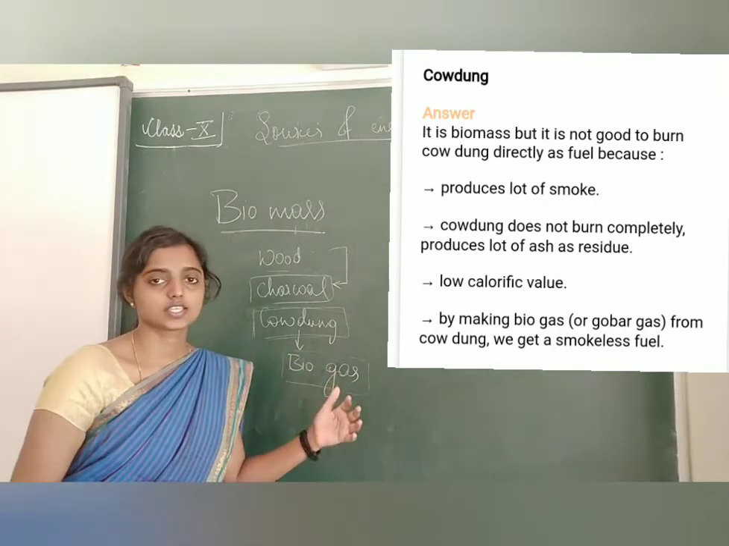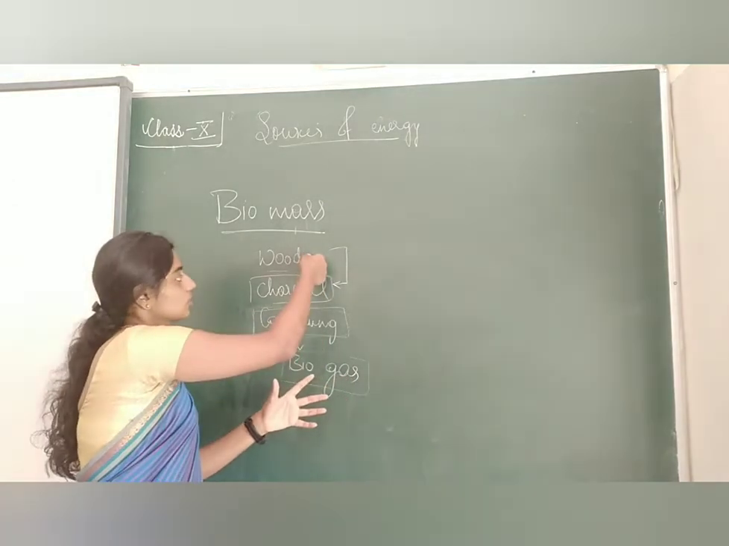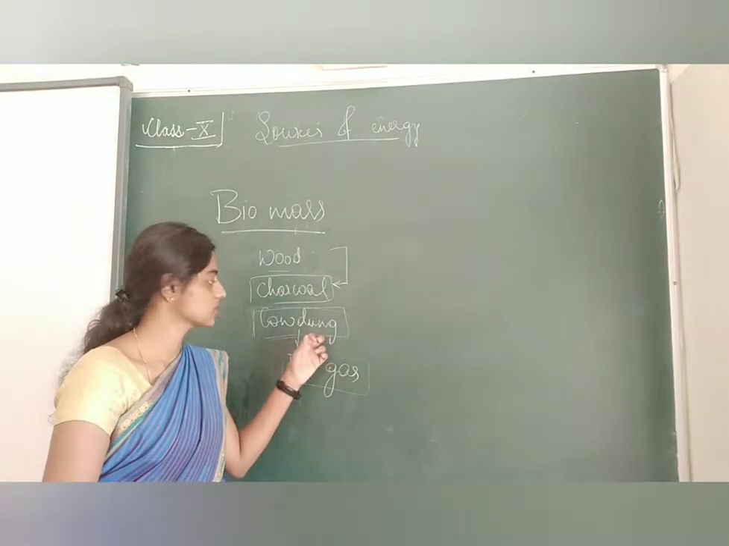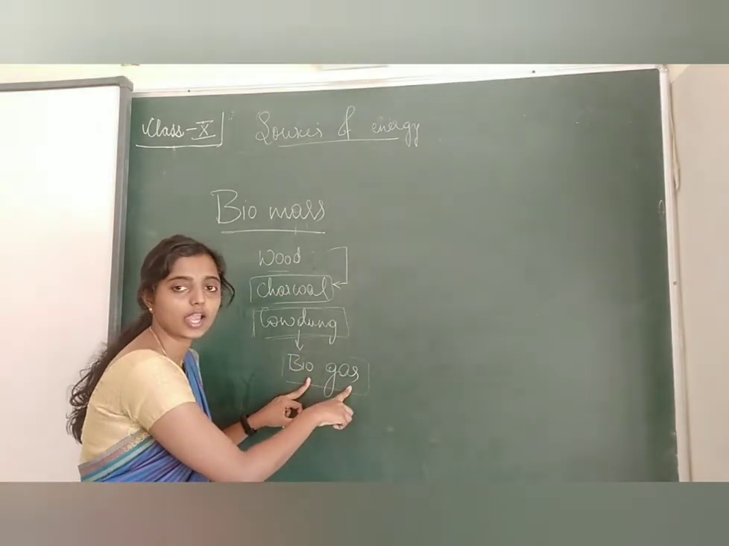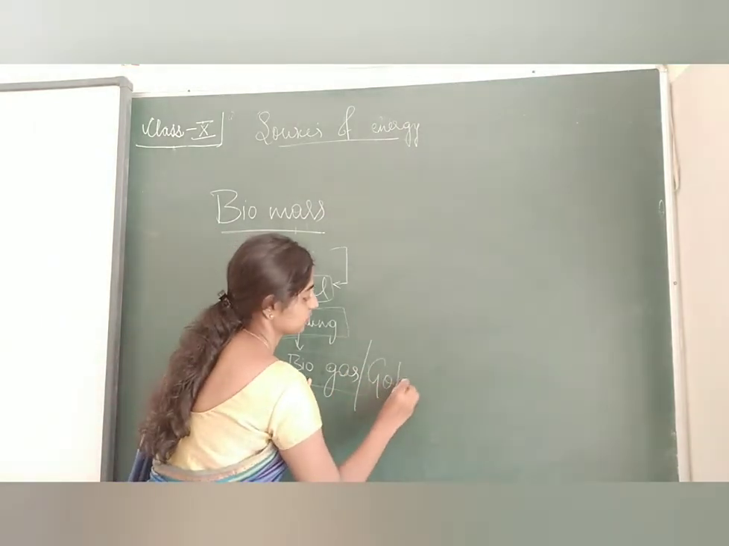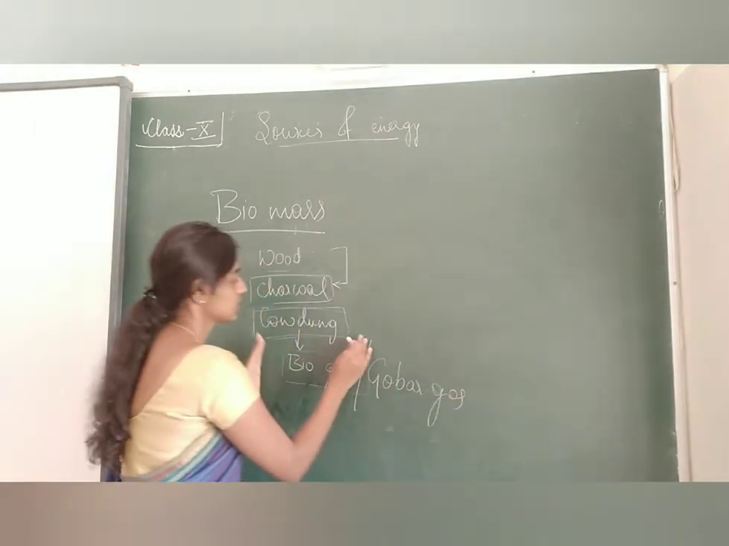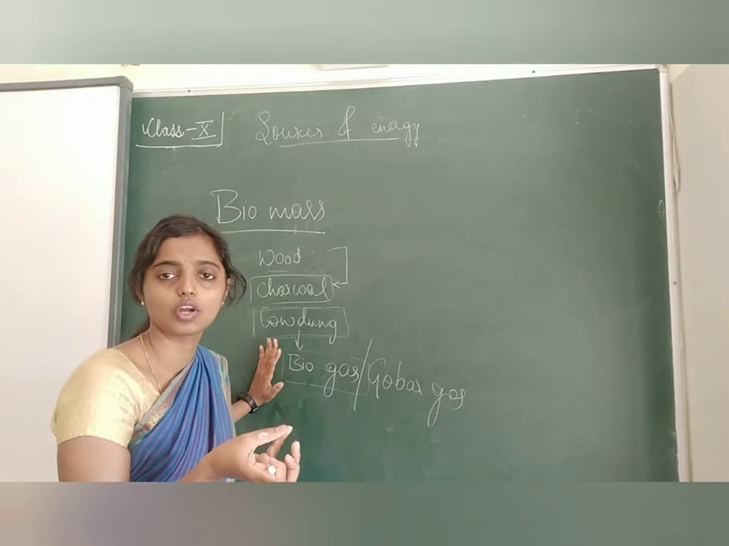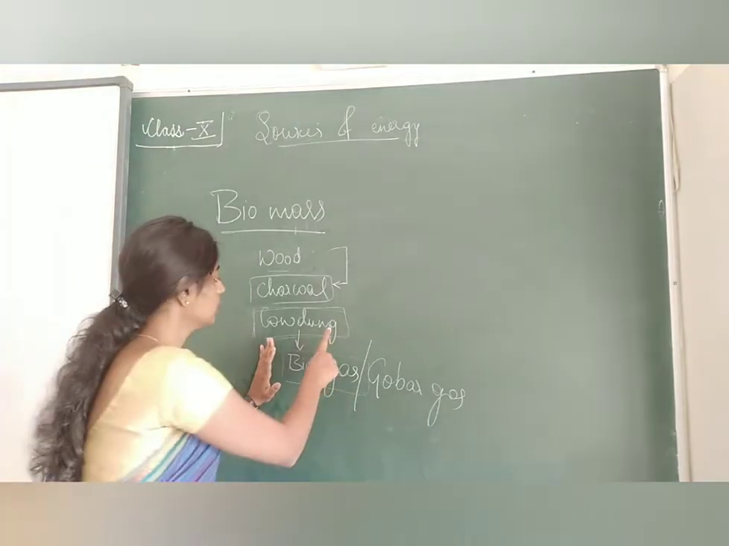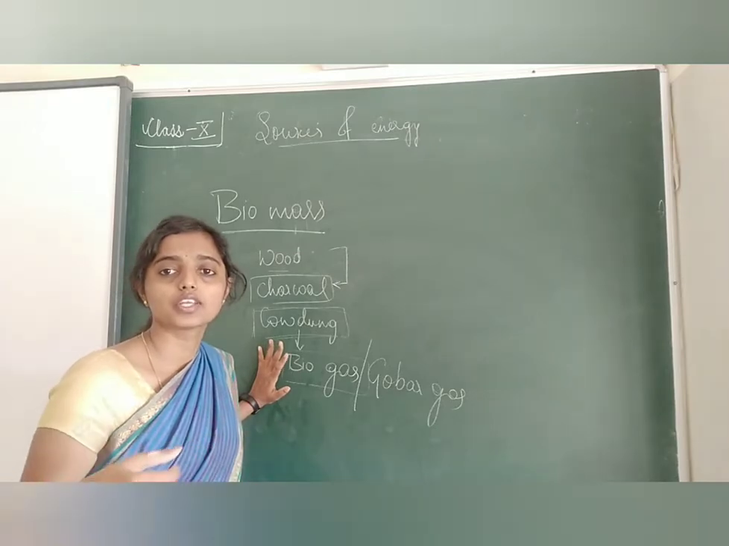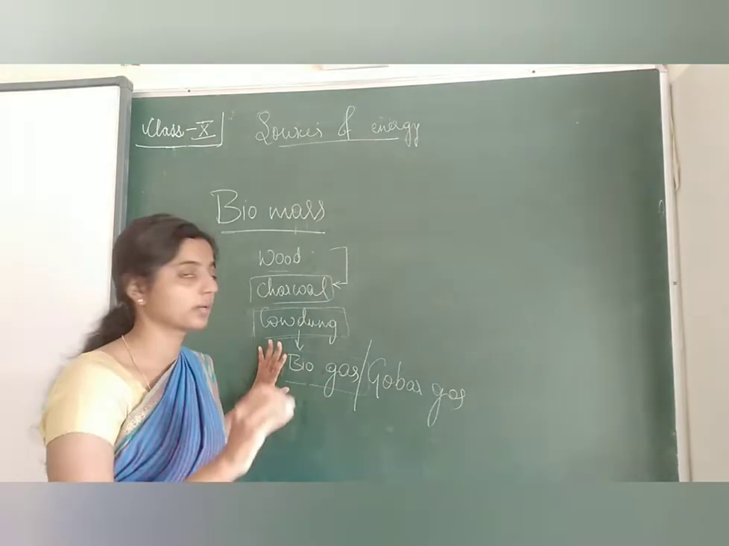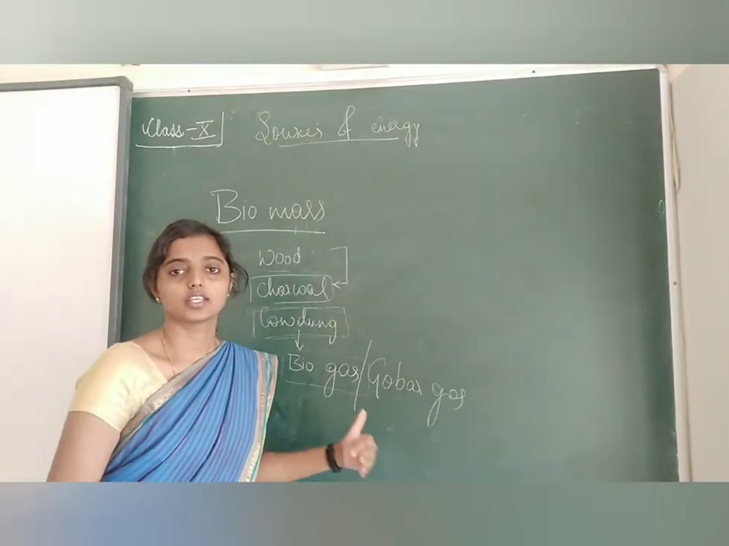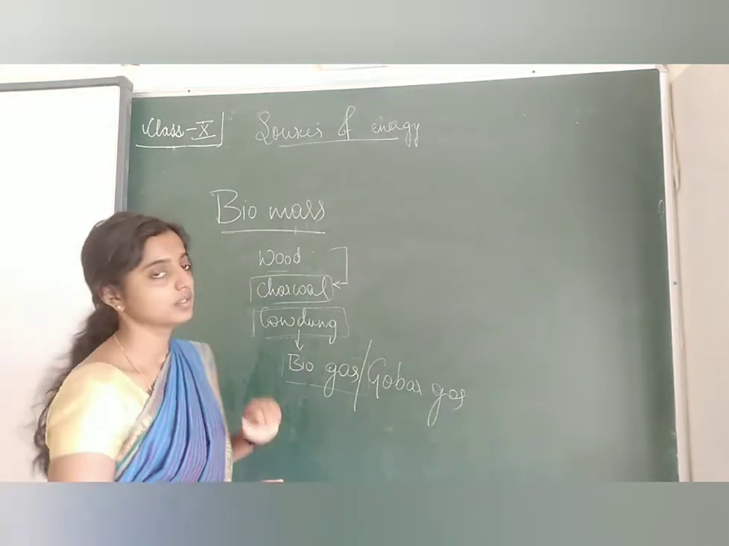So to improve all these things, here also, as we did with wood into charcoal, we have some important methods. That is, we can use this as biogas or gobar gas. Since cow dung has disadvantages, that means it gives a large amount of smoke and a low calorific value. And one more thing, when we burn cow dung, it leaves residue, that is ashes, so again that will create pollution. So by converting that into biogas or gobar gas, we can take advantage of cow dung as a biomass.